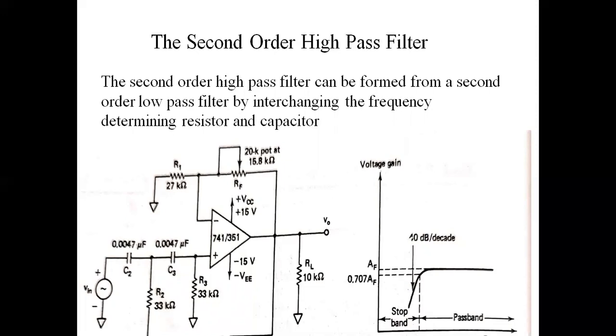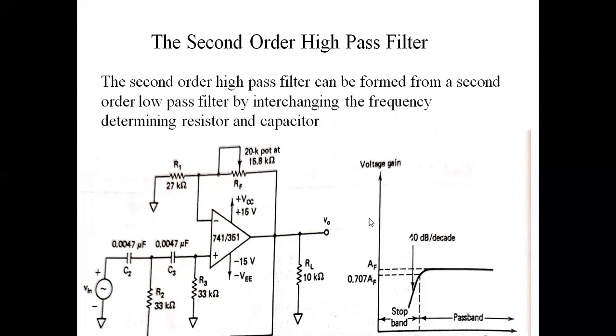Okay, this is the circuit diagram for the second order filter. Once again, the passband gain is determined by the resistors R1 and RF, whereas the cutoff frequency is determined by the resistor and capacitor values, that is R2C2 and R3C3. The input Vin is given to the non-inverting terminal, and the output is taken across the load RL. That is how we obtain a second order high pass filter, and this is the frequency response of the second order high pass filter.